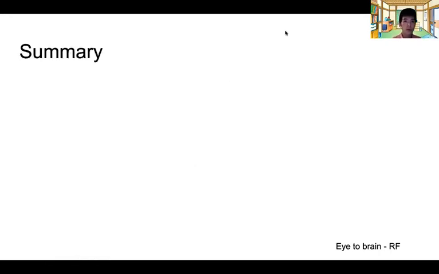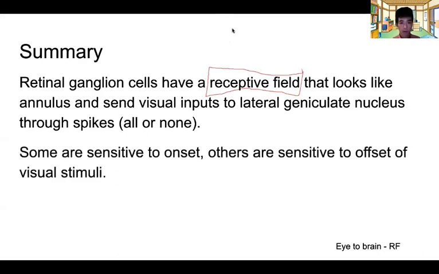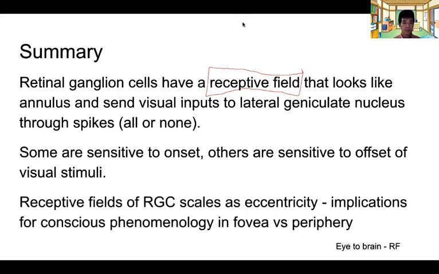Okay, so the summary of this section is that retinal ganglion cells have a receptive field. That's a very important concept. Once again, I'll highlight that it looks like an annulus, on-center, off-center, and sends visual inputs to the lateral geniculate nucleus through spikes, which are either all or none. And then some are sensitive to the onset, and the others are sensitive to the offset of the visual stimuli. And the receptive fields of the retinal ganglion cells scale with eccentricity. And that has an implication for conscious phenomenology in the fovea and periphery.